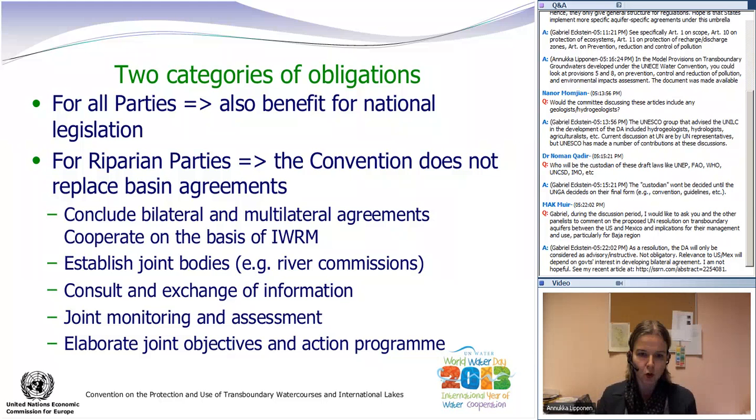Then joint monitoring and assessment is an important part of these obligations, involving harmonization or agreeing on common criteria for assessing the status of transboundary waters. And then finally, elaboration of joint objectives and action programs to achieve them.